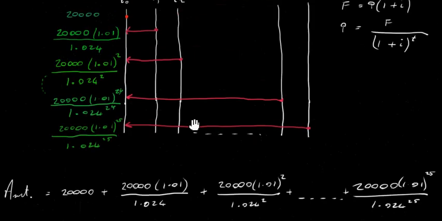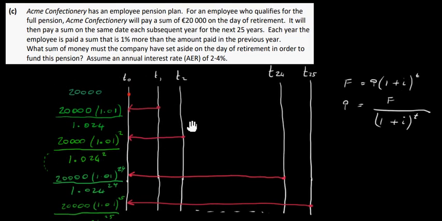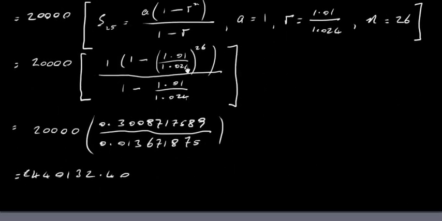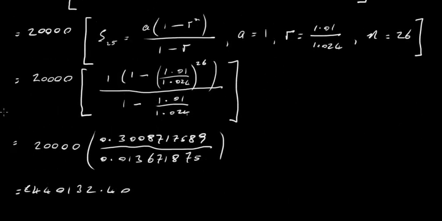Let's just go back and make sure we have everything we need. What sum of money must the company have set aside on the day of retirement in order to fund this pension? So that's it really. This is the amount to the nearest cent here. So this is our final answer here.